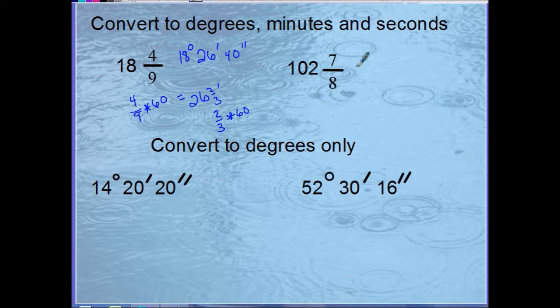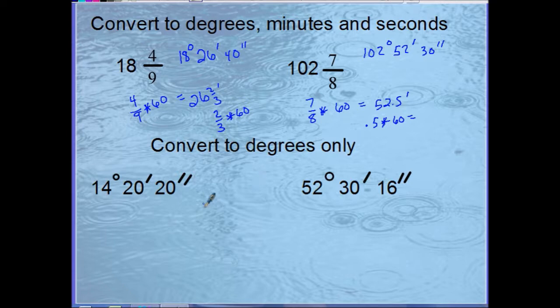Okay, so here we go. We know that we have 102 degrees. We take that 7/8 and multiply that through by 60, and that gives me 52.5 minutes. So we know we have 52 full minutes. Then we're going to take that 0.5 and multiply that through by 60, and that ends up giving me 30 seconds. And that's how we're going to convert from strictly degrees to degrees, minutes, and seconds.